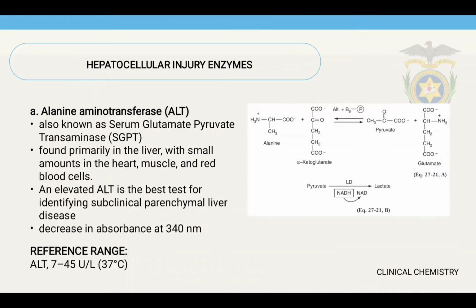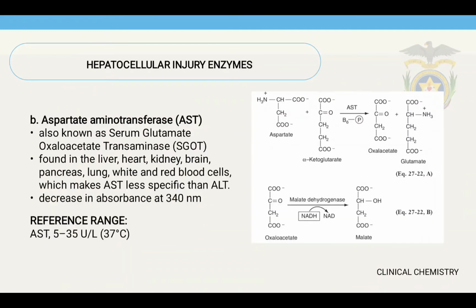Your ALT is also known as your SGPT, or your serum glutamate pyruvate transaminase. It's found primarily in the liver with small amounts in the heart, muscle, and red blood cells. An elevated ALT is the best test for identifying subclinical parenchymal liver disease. The way we measure your ALT is by measuring the decrease in absorbance at 340 nanometers as NADH is converted into NAD. For your reference range, it's 7 to 45 units per liter.